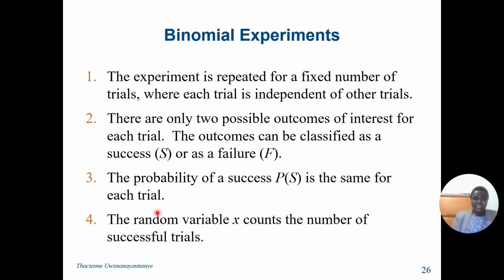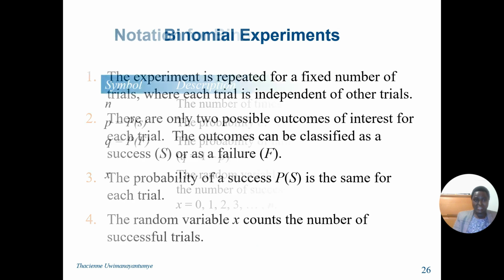So, again, the random variable x counts the number of successful trials. We have an experiment. We repeat the experiment many times, and for each repetition we have to mark whether we have a success or a failure. Then the random variable that takes the number of successes among those trials that we have tried will be known as a binomial experiment. I hope you have understood this.